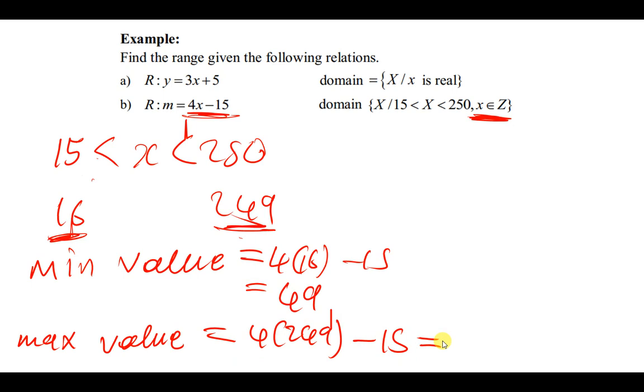So 4 times 249, you discover that the answer that you get is 996, and then when you subtract 15 there, you are getting 981. So you're getting 981 as the maximum value.